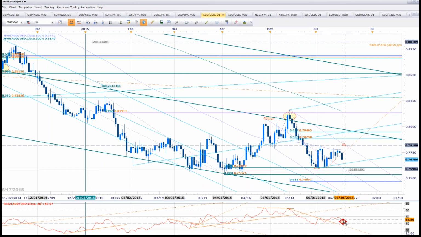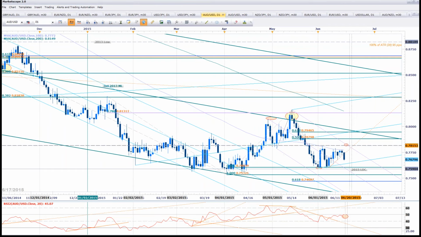Momentum turning over ahead of 50 here, not really giving up yet. I still think you could find some support here at this lower median line parallel. We'll have to see if that actually offers some support as we head into the FOMC.